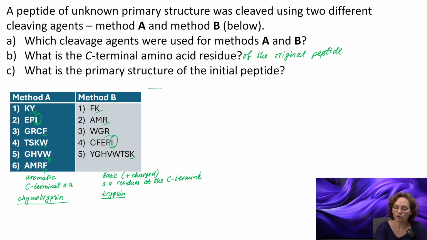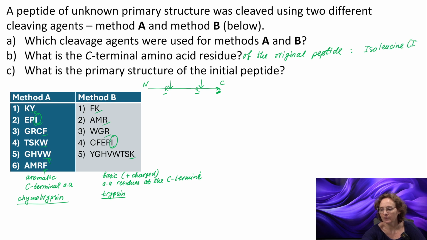And that's because when you cleave your polypeptide chain, you cleave after certain amino acids, right? Those amino acid residues become the C-terminal amino acids of the cleavage fragments. But you cannot control the C-terminus of the very last fragment, because that's the C-terminal amino acid of the original peptide. And as you can see here, it's isoleucine, with one letter code I.